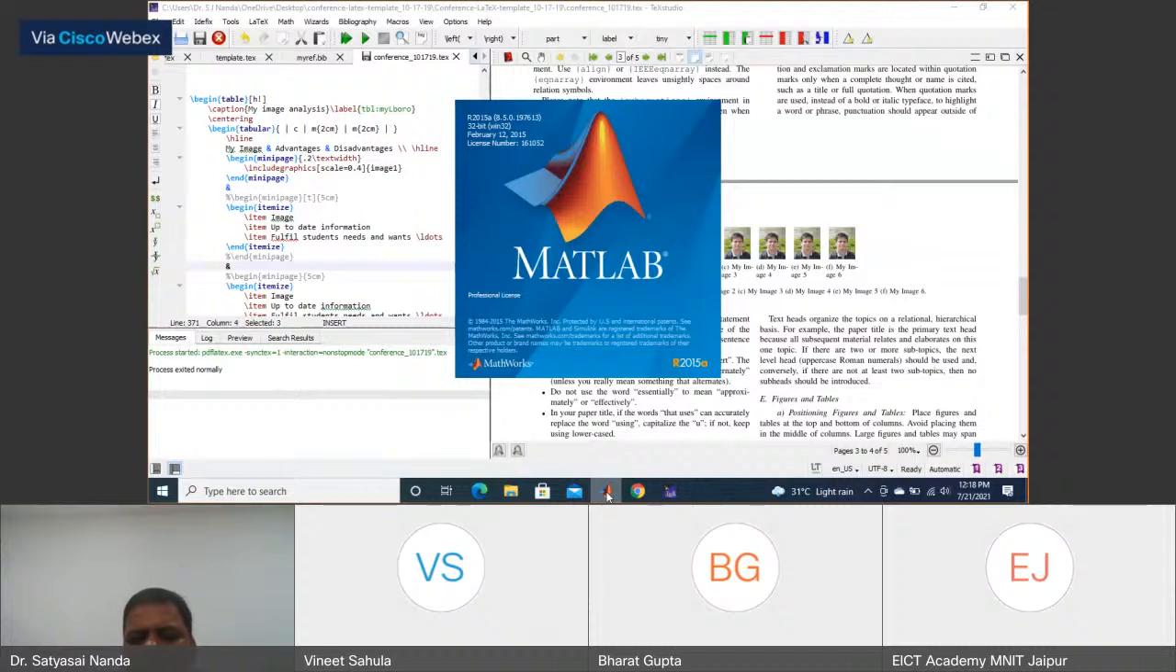It will take a little bit of time to open the software, as MATLAB is a heavy software. In the meanwhile, if you have any doubt on the figure and table in the LaTeX, you can ask me also.